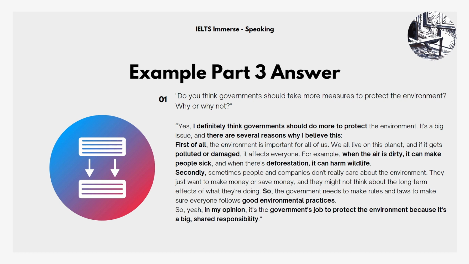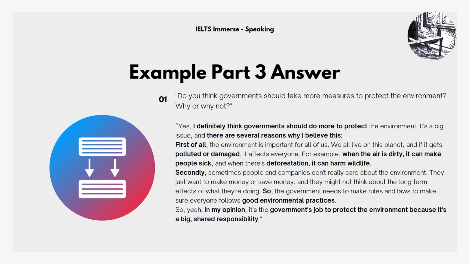So I've explained how polluting and damaging the planet is not good for people and also not good for wildlife. Secondly, a nice word to use because you're also talking about an additional point. I'm talking about people and companies, they don't care about the environment, they just want to make money or save money, and they don't think about the long-term effects.